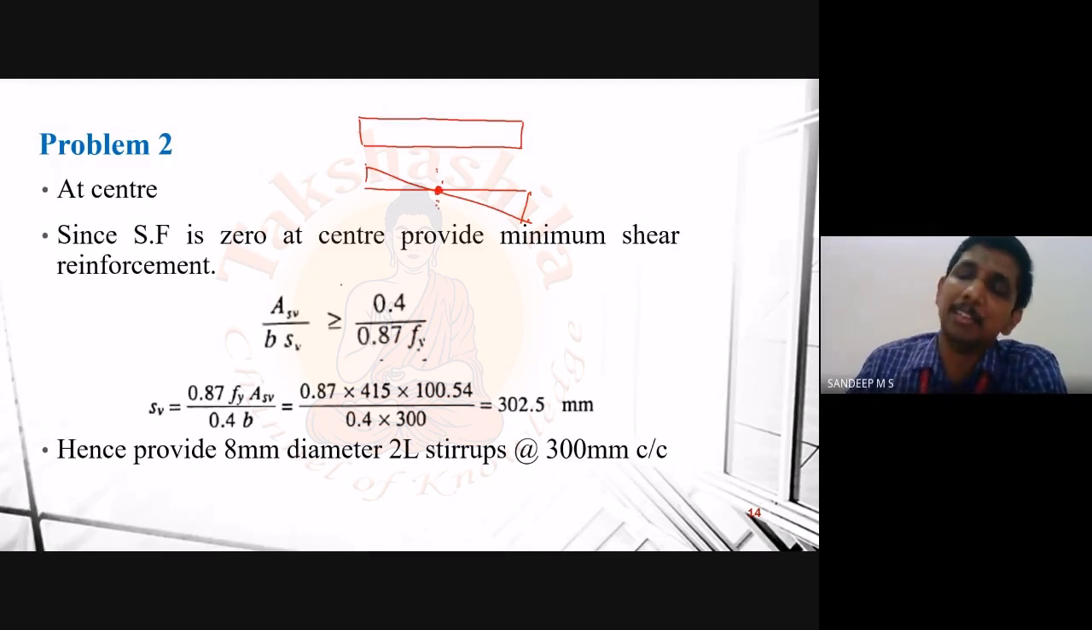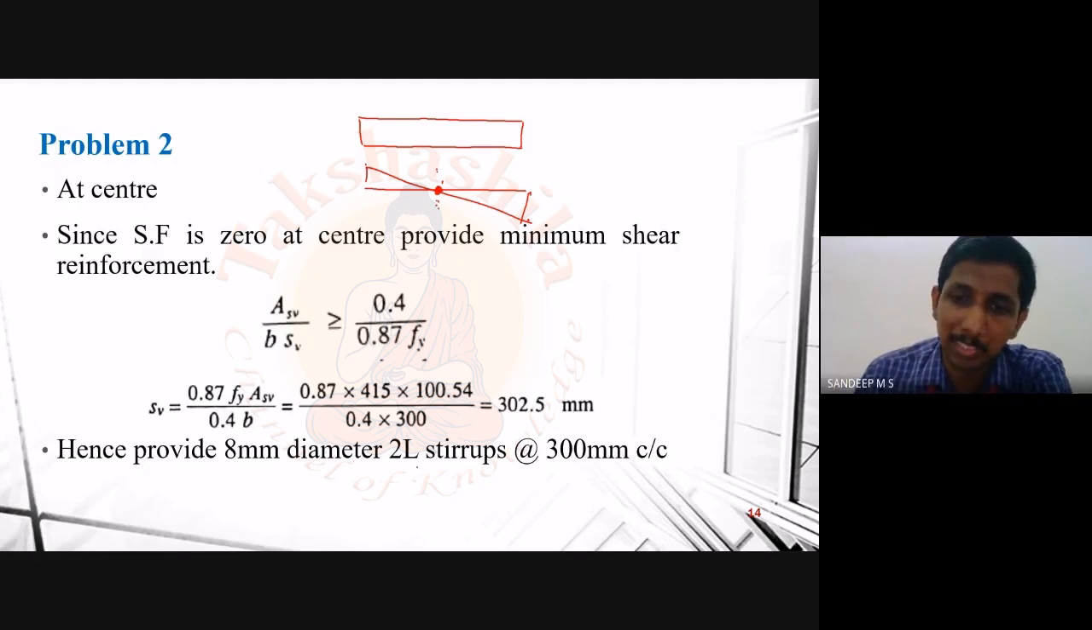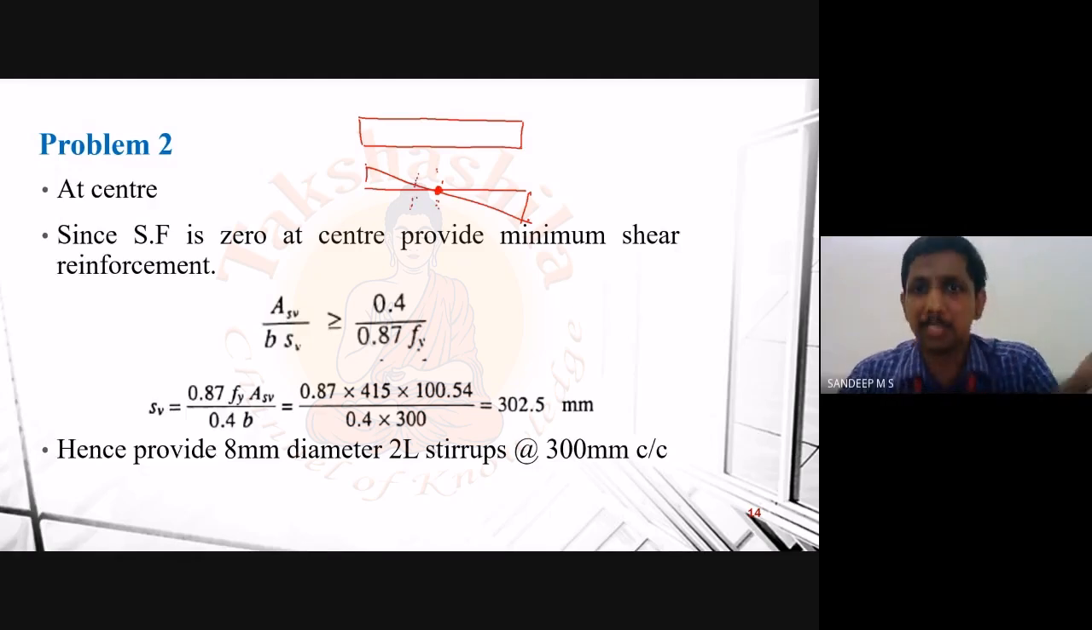And finally what we will do is that we will provide a statement like this, that is, provide 8 mm diameter 2-leg stirrups at some spacing. So if you are taking into consideration that the shear force at this particular point is 0, what will happen at this section? Say, let me take another section very near to this one. I am considering a second section to the left of this. Here I have some sort of shear force, right?